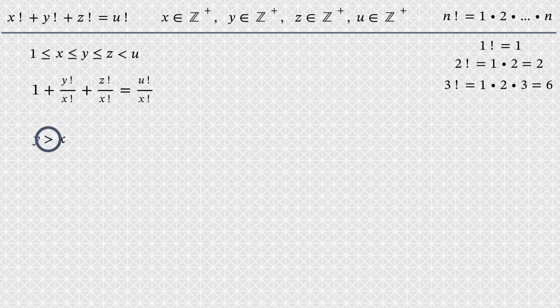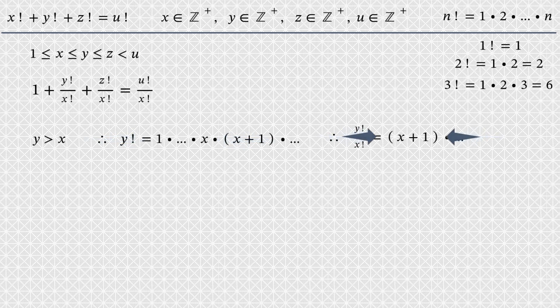Suppose y is strictly more than x. Then y factorial, in addition to x factorial terms, has at least x plus 1. When we divide y factorial by x factorial, the first x terms go, but x plus 1 stays. This means that y factorial over x factorial is divisible by x plus 1.